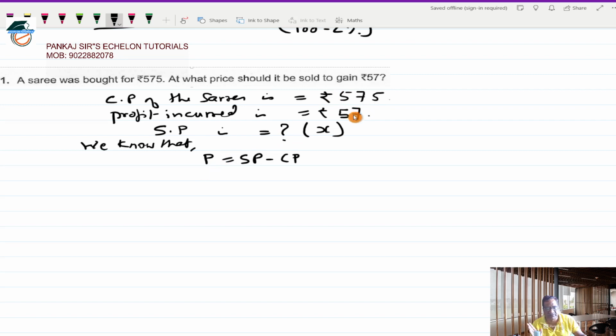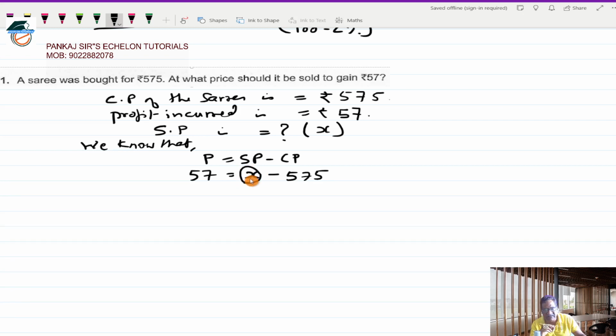So profit is given and it is 57. So in place of P, I'll write 57. Selling price is something which you have to find out, so I'll write down the X for selling price, minus cost price, which is rupees 575. So I'll write down 575. Now they have asked us to find out this selling price, so we have to find out this X.